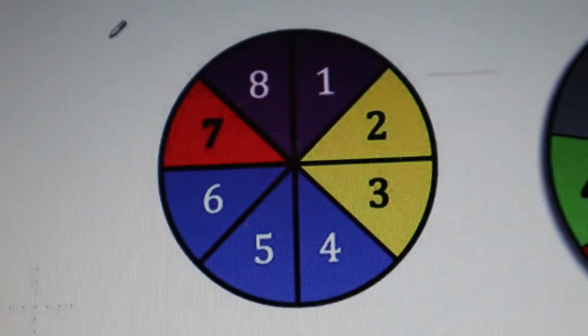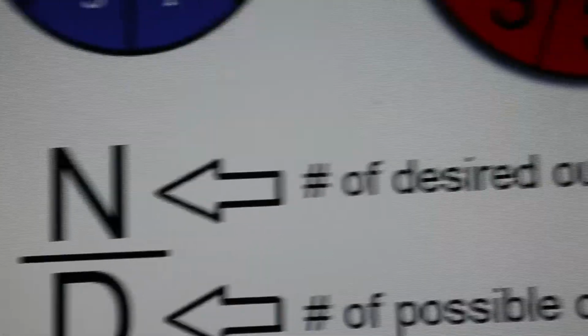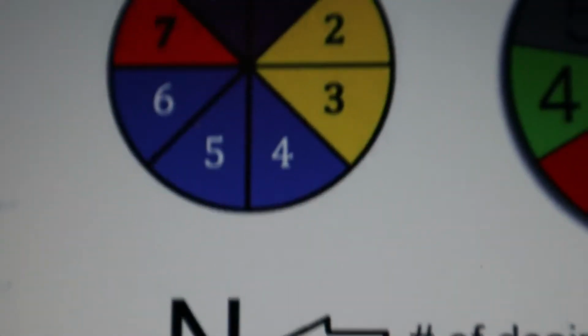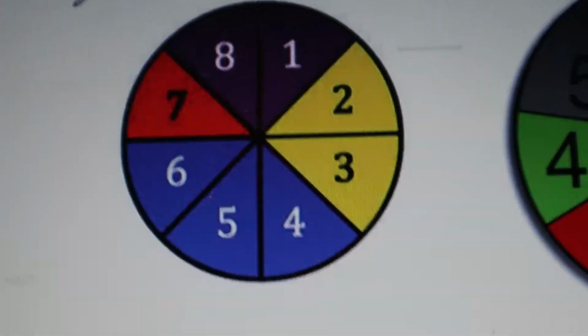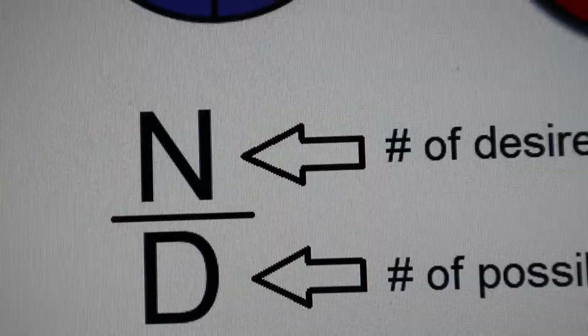And then that would be 5. So your top number, your numerator, would be 5 because that would be the number of desired outcomes, because I asked you either blue or yellow. So that would be 5 out of 8. All right, that's how you would use a fraction to describe that probability.